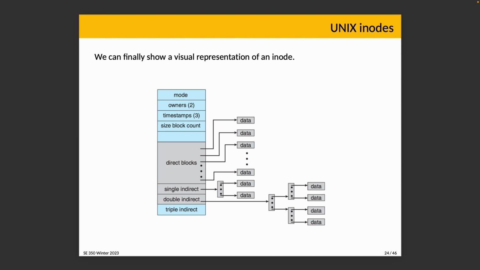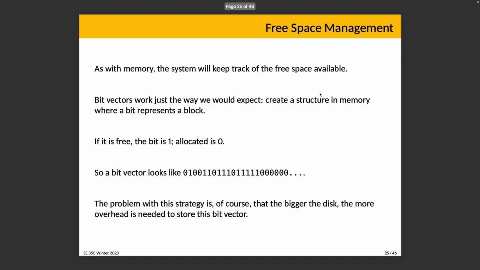Okay, so that gives us kind of a good idea of the disk allocation mechanisms. We're also going to talk just briefly about, well, how do we keep track of free space? Whatever system we're going to use, right, we do have to keep track of available free space. And bit vectors work just sort of the way that you would expect. You create a structure where a bit represents a block, and if it's free, you could say the bit is 1, and if it's allocated, it's 0, or you could choose a different convention if you wanted. The strategy is fine, but one of the difficulties of this is that the bigger the disk, the more overhead is needed to store the bit vector.